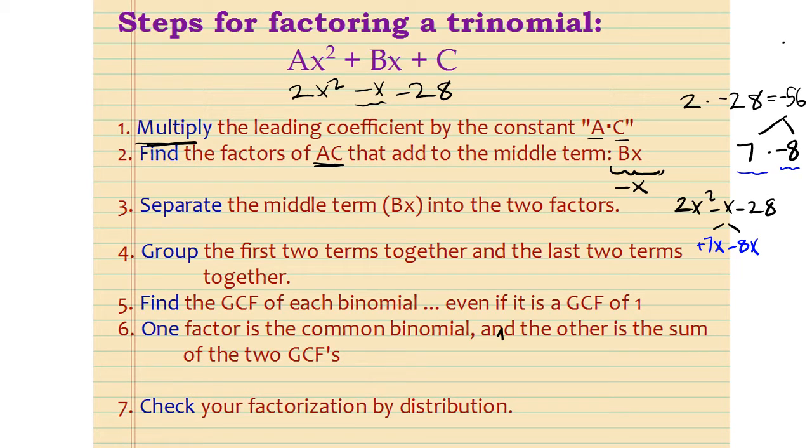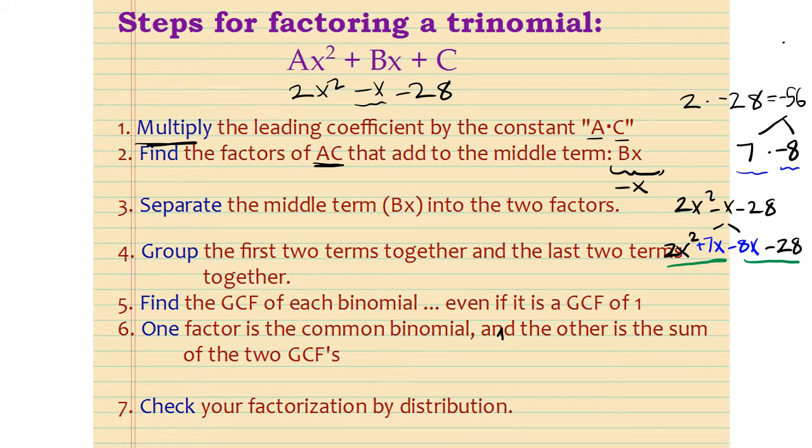As you can see, a positive 7x and negative 8x add up to be equal to negative 1, so we are not changing anything from one step to the next. Here is my 28, here's my 2x squared. Next, group the first two terms together and then the last two terms together. This is the reason why this method is called the grouping method.